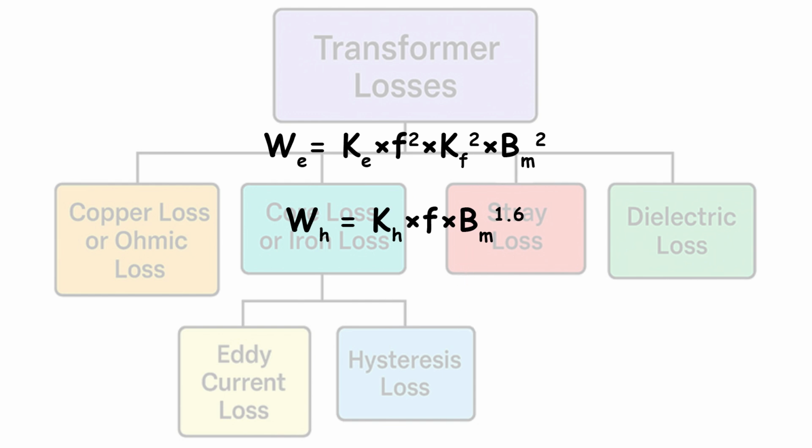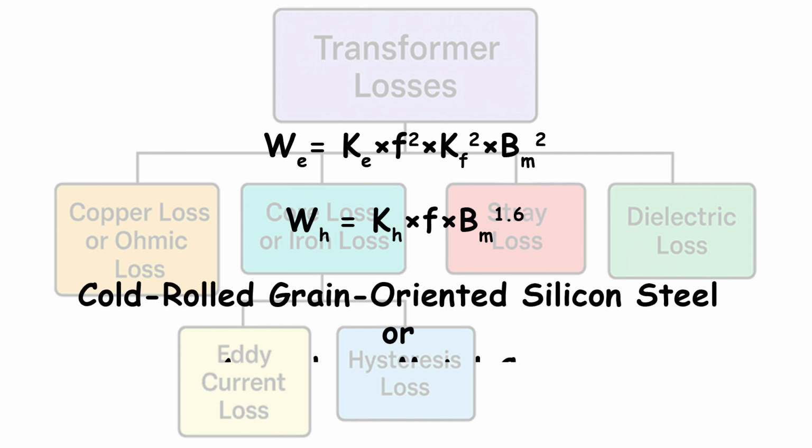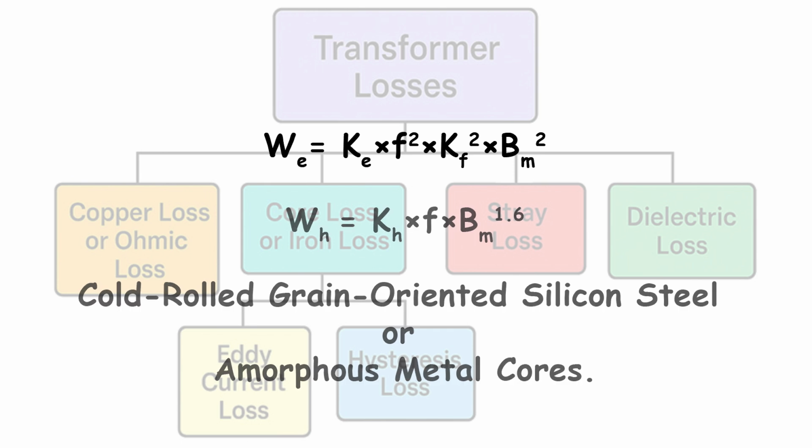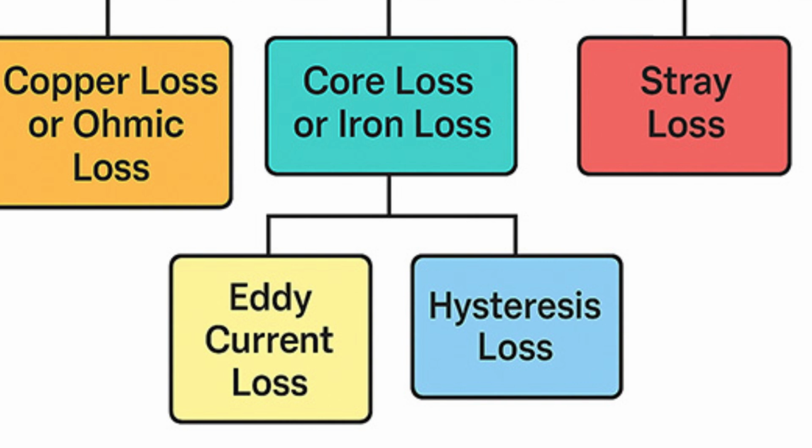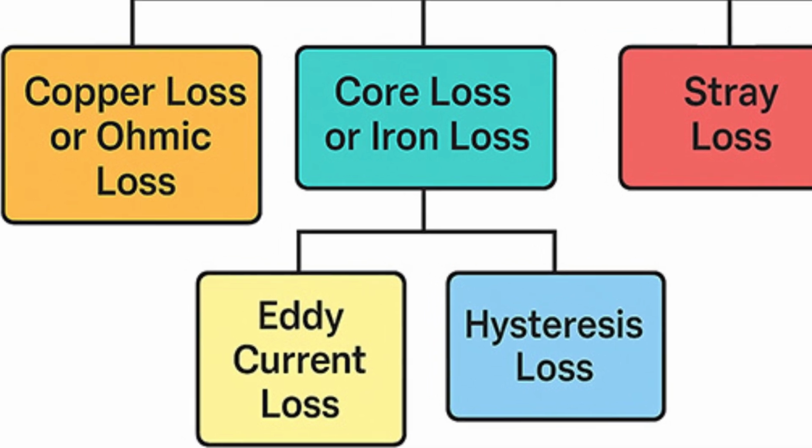To minimize hysteresis loss, manufacturers use materials like cold rolled grain-oriented silicon steel or amorphous metal cores. So both eddy current and hysteresis losses together form the core loss, which is nearly constant for a transformer.